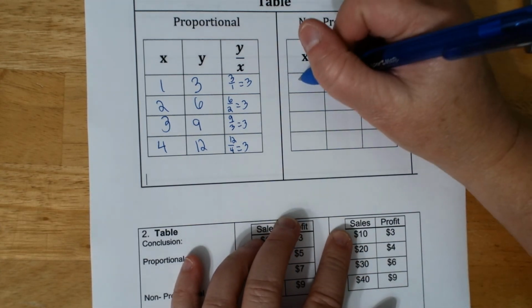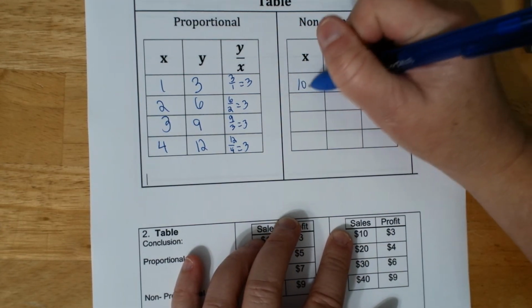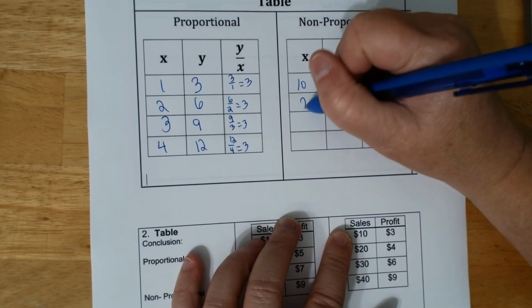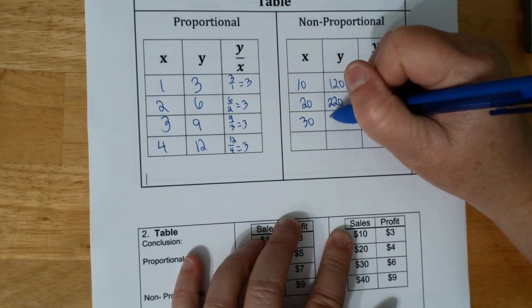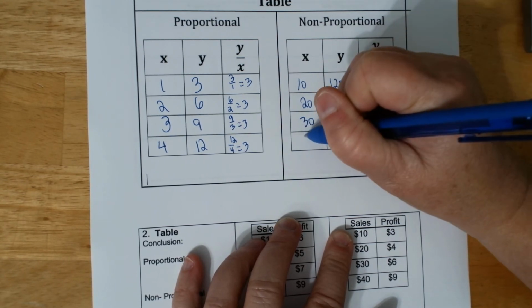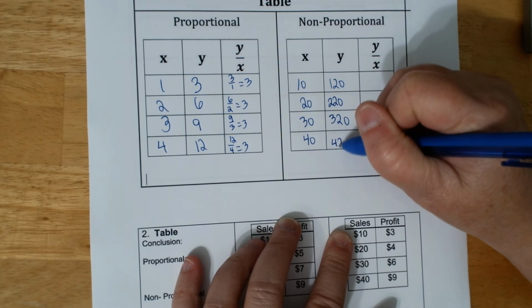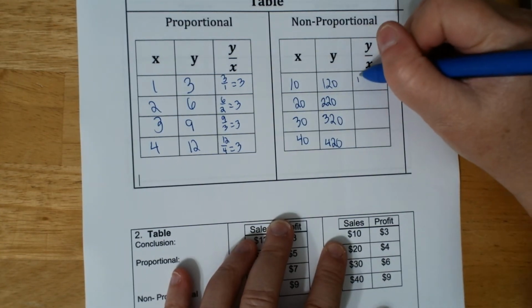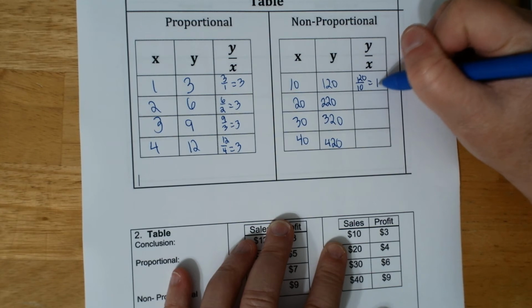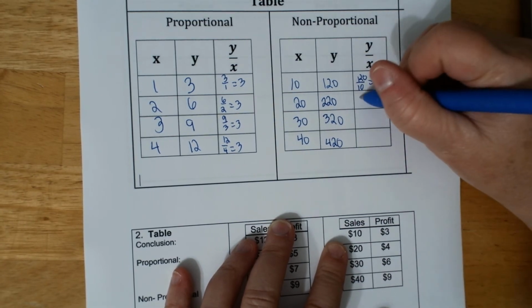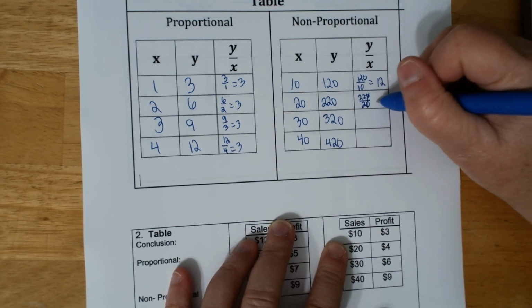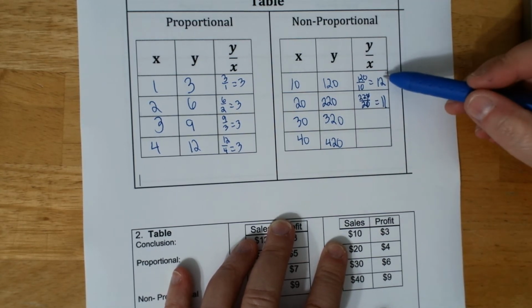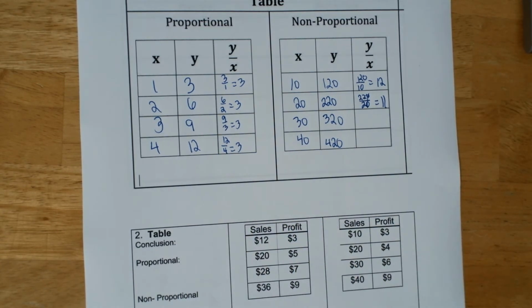If I have 10 and 120, 20 and 220, 30 and 320, and 40 and 420, 120 divided by 10 is 12, 220 divided by 20, scratch out, 22, that's 11. All of a sudden I already know that my y over x values are not going to be the same, therefore it is not proportional.